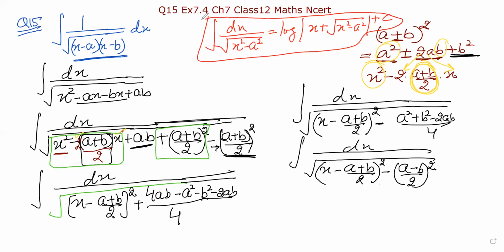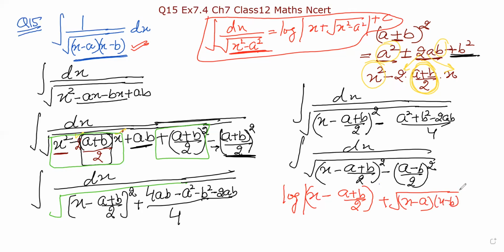So I'm using this formula, log. Then in place of x, I'm having x minus (a plus b) upon 2. In place of x plus under root, the same term. But in place of this term, I can take whatever was there in the question. So it will be x minus a into x minus b, because I just completed the square, didn't make any changes to the question. So this is my answer for this.